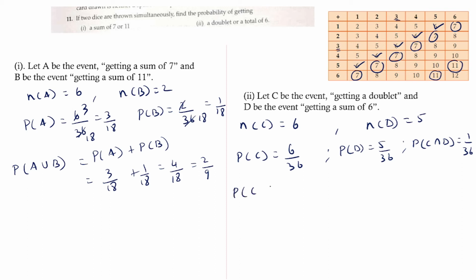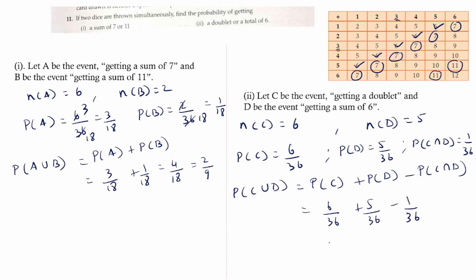Now we can find the probability of C union D. It is the probability of C plus the probability of D minus the probability of C intersection D. So it is 6 by 36 plus 5 by 36 minus 1 by 36. So it is 10 by 36, or it is 5 by 18.